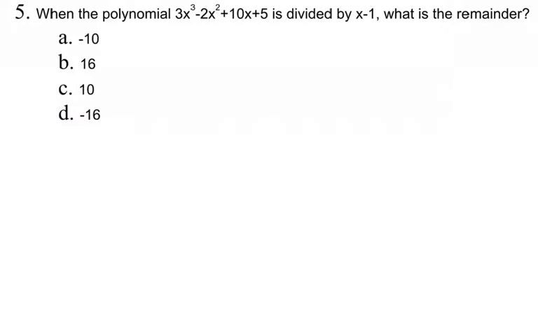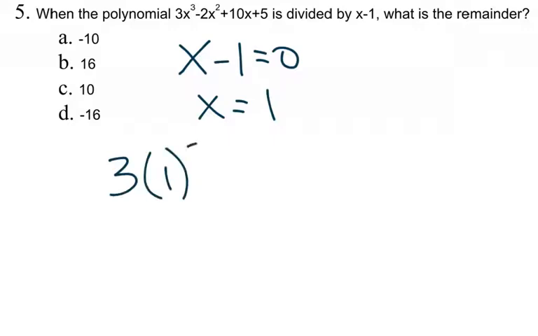When the polynomial is divided by x minus 1, what is the remainder? I'm going to do the remainder theorem really quickly. I'm going to set that equal to 0. X has to be 1, so I'm going to replace all the x's with the number 1. And whatever it gives me would be my actual remainder.